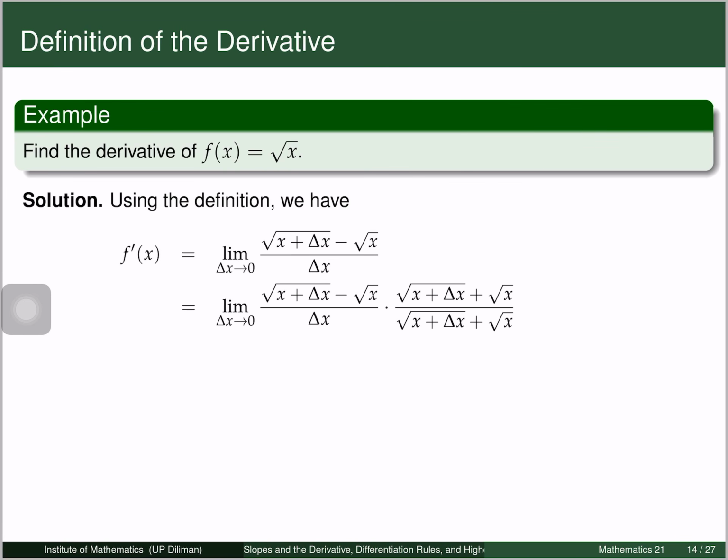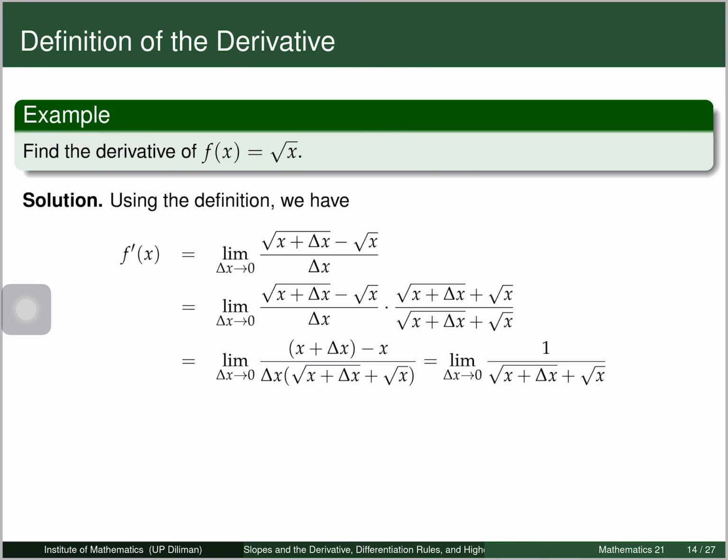So let's remove the square root in the numerator. We multiply square root of x plus delta x plus square root of x in the numerator and the denominator. The numerator is a difference of two squares, so the square roots disappear. Simplifying the numerator, you get delta x, which cancels, since there is a delta x remaining in the numerator and a delta x in the denominator.